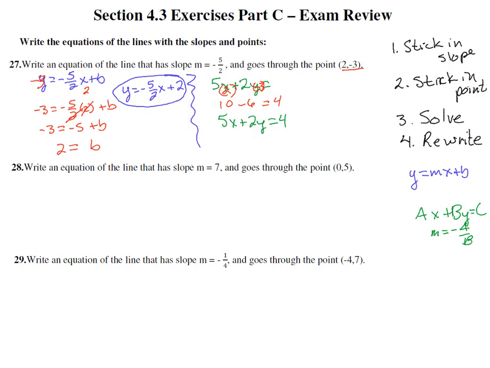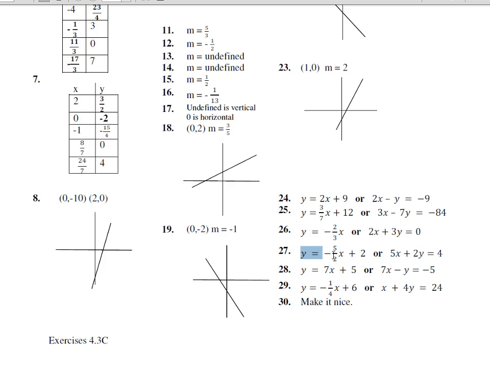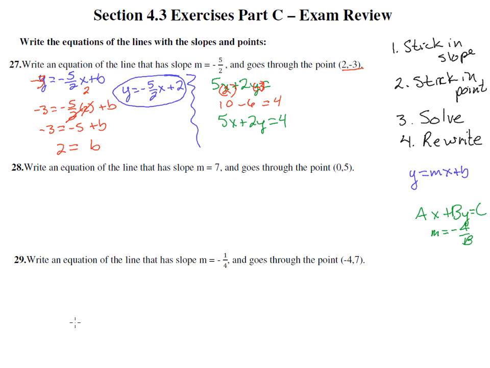All right, let's check our answer. And there we have y equals negative 5/2 x plus 2, or 5x plus 2y equals 4. And either one of those answers is okay.